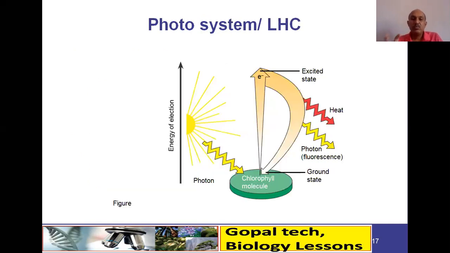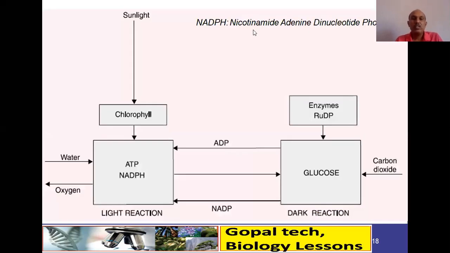So this is how there are photosystems in the chloroplast. Okay, and this is the overall reaction. Here NADPH means nicotinamide adenine dinucleotide phosphate. Okay, so here the chlorophyll light reaction happens and the dark reaction happens.